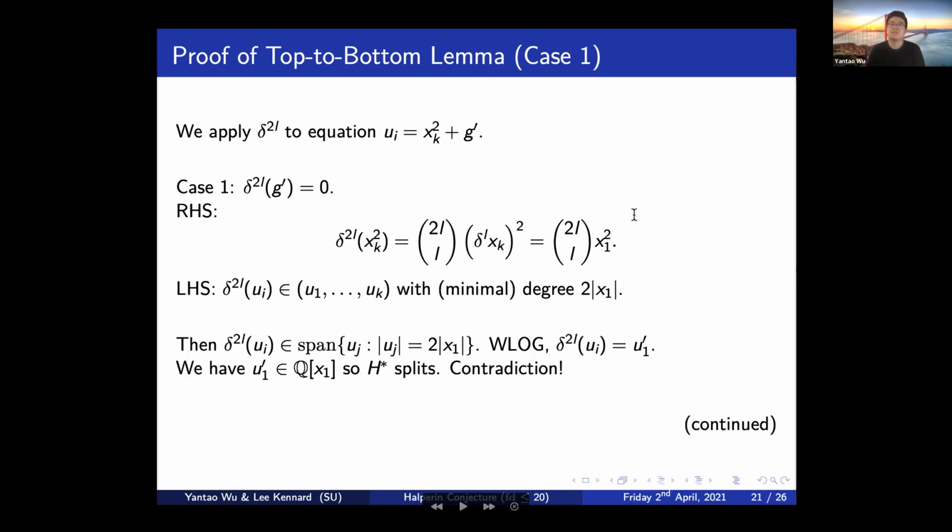So we apply delta to the power 2L to the equation. We break it into 2 cases. First, we assume that delta 2L of the tail is 0. So on the right-hand side, we see that it will be a non-trivial term times x1 squared. On the left-hand side, we know that there will be a relation with minimum degree. So after changing some basis, we get the relation u1 prime, which only depends on generator x1. So u1 is a polynomial that only depends on x1, which means that H star splits, which contradicts our assumption that H star cannot split.